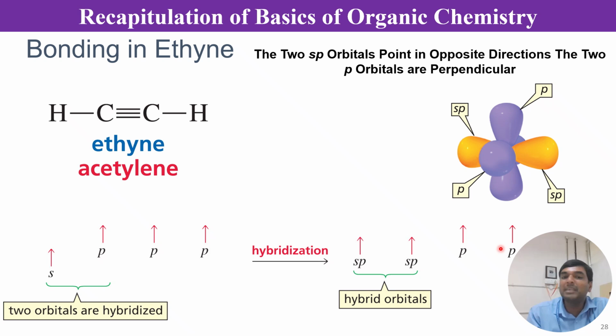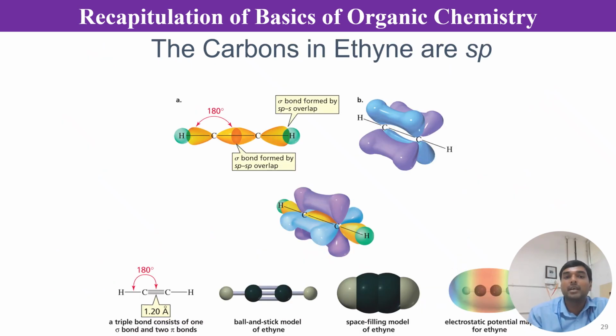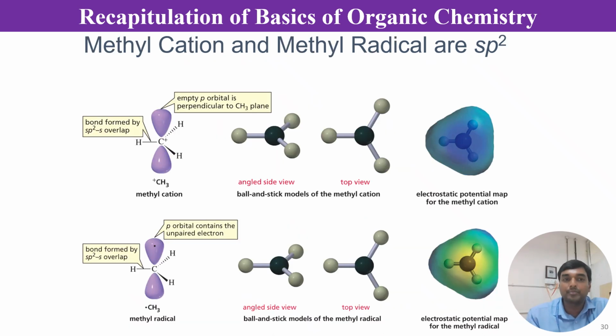There are py and pz orbitals, they are unhybridized, and they will participate in 2 pi bond formation. This means the py orbital of carbon and the py orbital of another carbon will form the pi bond. Again, the pz orbital of one carbon and the pz orbital of another carbon will form the other pi bond. And in this way, each carbon atom of the acetylene molecule is sp hybridized and it's a linear geometry.